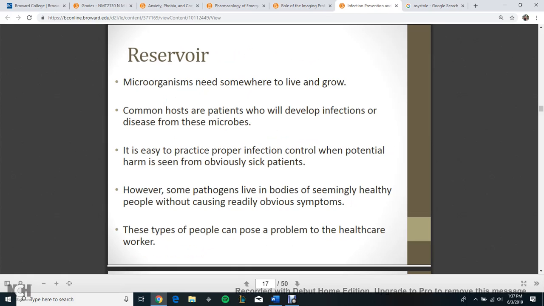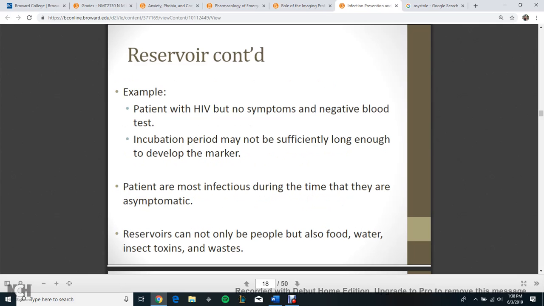Reservoir. Microorganisms need somewhere to live and grow. Common hosts are patients who develop infections or disease from these microbes. It is easy to practice proper infection control when the potential harm is seen from obviously sick patients. However, some pathogens live in the bodies of seemingly healthy people without causing readily obvious symptoms. These types of people can pose a problem to the healthcare worker. An example is a patient with HIV but no symptoms and a negative blood test. The incubation period may not be long enough to develop the marker.